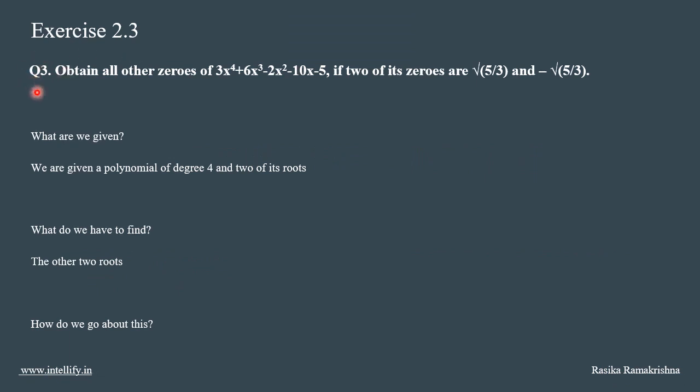As 2.3, question number 3. Obtain all the zeros of 3x to the power of 4 plus 6x cubed minus 2x squared minus 10x minus 5 if two of its zeros are positive root of 5 by 3 and negative root of 5 by 3.